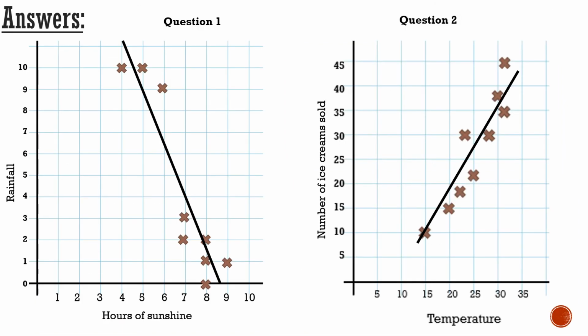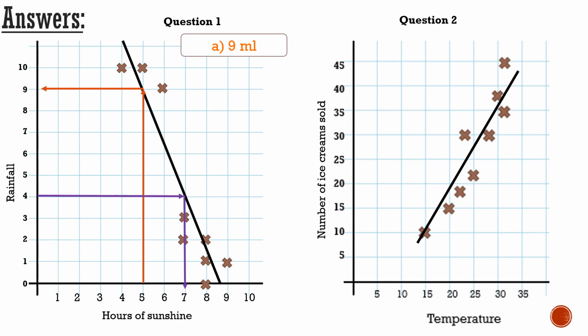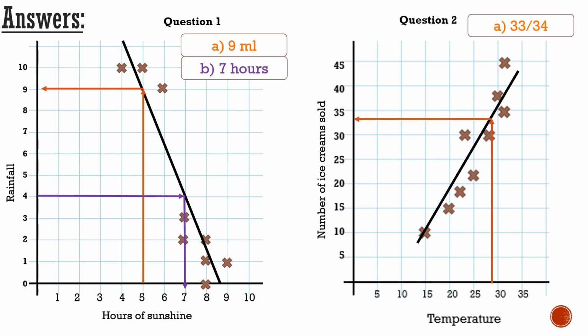Okay, so these are your answers. So for question 1, this was the scatter graph I used earlier. We've got 5 hours of sunshine. So if I read across, that gives me 9 millilitres of rainfall. And then for part B, we've got 4 millilitres of rainfall, which gives me about 7 hours of sunshine. Question 2, we've got, I think it was 27. We read across, and we've got 33 or 34. So as long as you're within a certain boundary, you'll get the mark. And then part B, so we read across from 30, we read down, and we've got 26 or 27 as your temperature.